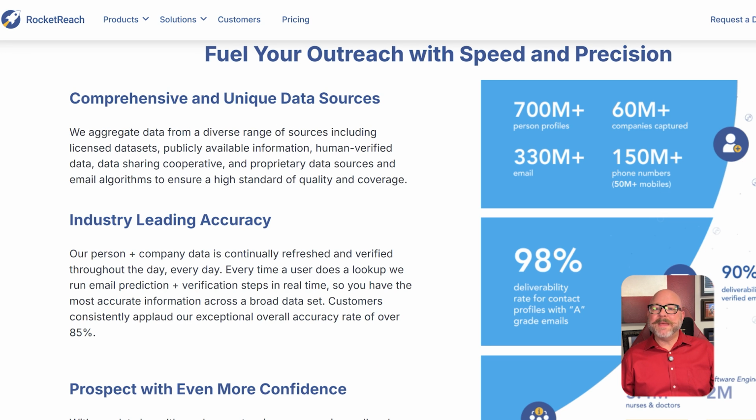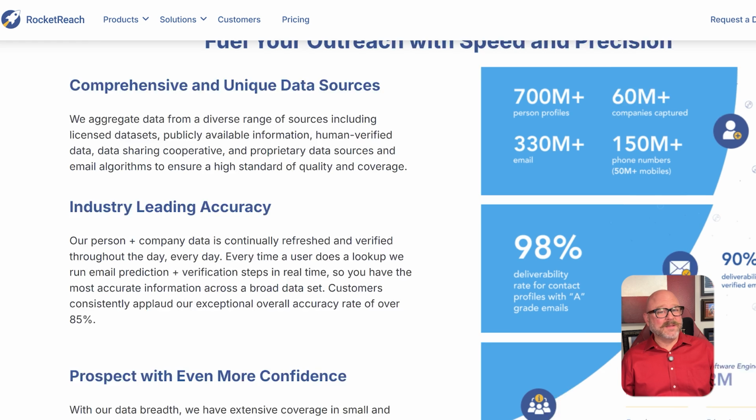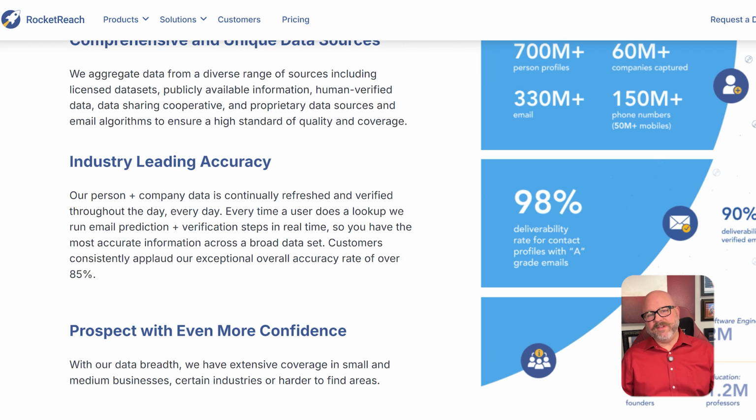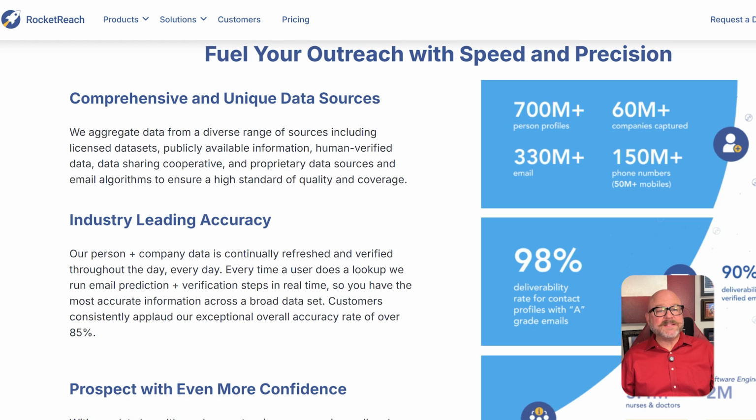RocketReach focuses on making email and phone lookups easy and accessible. You can search by name, company, or domain, and their data accuracy is really one of the best in the industry. They also offer bulk lookup features, which are really quite handy if you need to process large lists. It's quick, simple, and really does exactly what it promises.